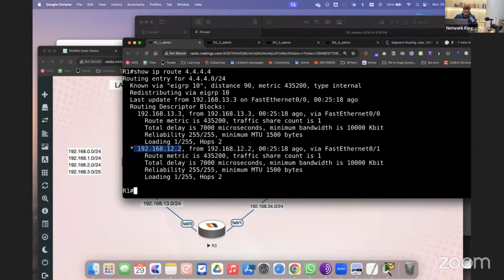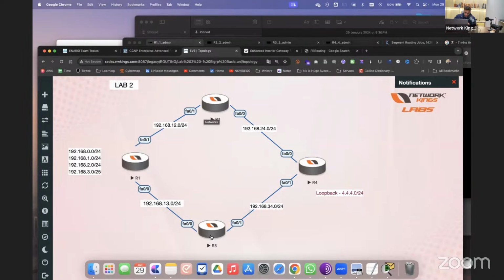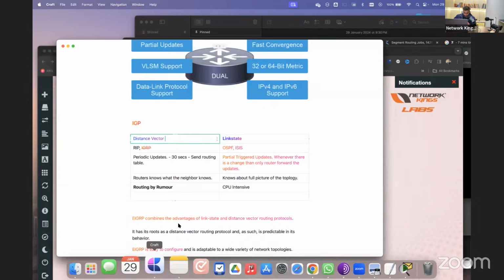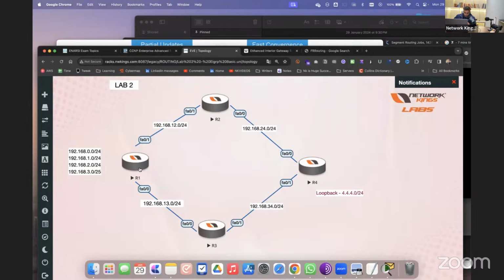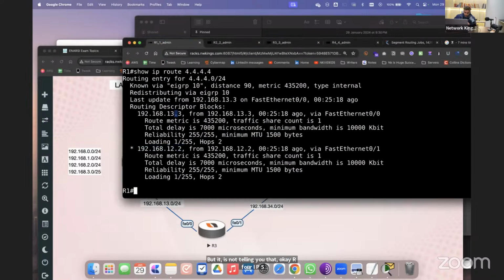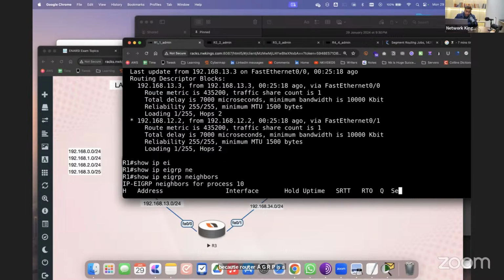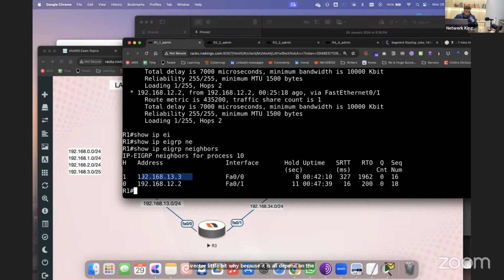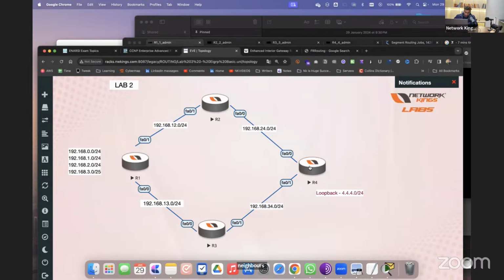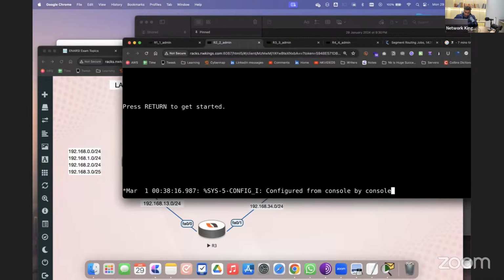Yeah. So I'm showing you that I'm going from 13.3 and I'm going from 12.2. Router 1 is going through router 2 and router 3. But it is not telling you that R4's IP is 24.4, so you cannot see any 24.4 here. You see only the neighbor IPs because EIGRP is a little bit distance vector. Why? Because it wholly depends on the neighbors. What my neighbor knows, I know that information. So router 4 is giving to router 2. You can see router 2's routing table.